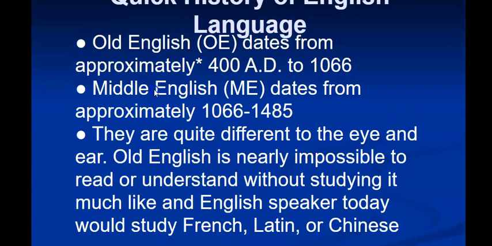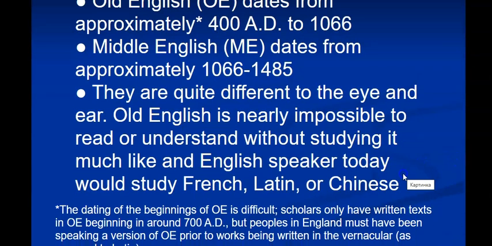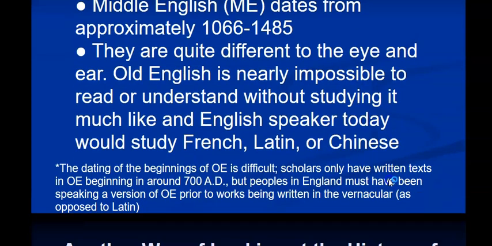Old English dates from approximately 400 AD to 1066. Middle English dates from approximately 1066 to 1485. So they are quite different to the eye and the ear. Old English is nearly impossible to read or understand without studying it, much like an English speaker today would study French, Latin, and Chinese. So the dating of the beginnings is difficult. Scholars only have written texts in Old English beginning around 700 AD, but people in England must have been speaking a version of Old English before works were written in the vernacular as opposed to Latin.